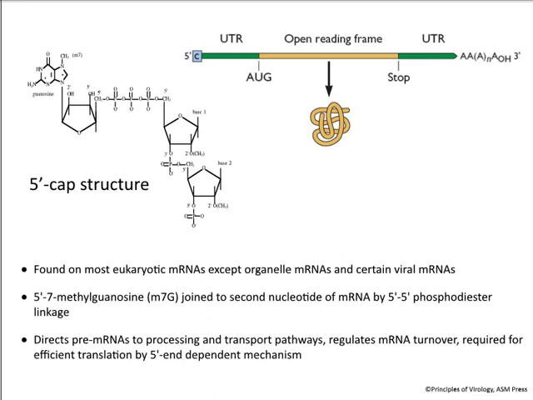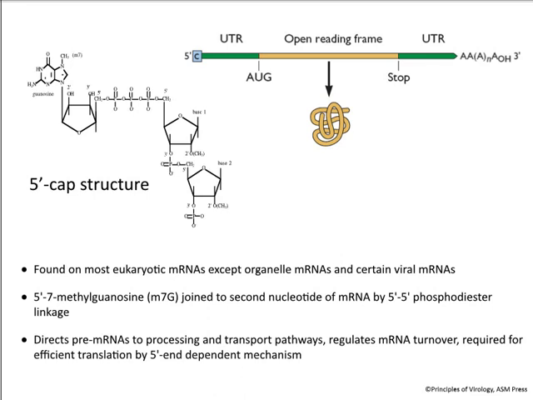So it's found on most eukaryotic mRNAs. Most viral RNAs are capped, but not all of them. We'll see why today. And it's important for processing and mRNA turnover. And it's also, as we will see today, required for efficient translation of mRNAs. So that's the cap structure. And of course, the mRNA also has an open reading frame that begins with usually an AUG codon, but not always. And then there's a stop codon that encodes the protein.